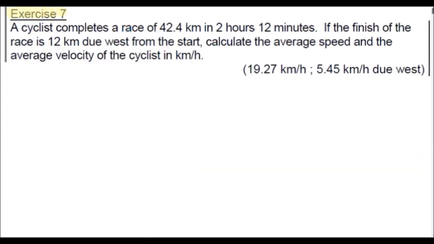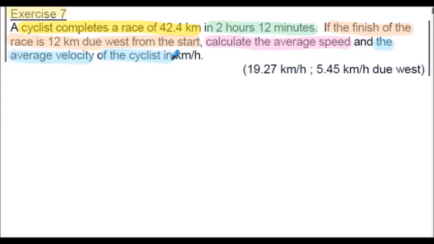Exercise 7. A cyclist completes a race of 42.4 kilometers in 2 hours 12 minutes. If the finish of the race is 12 kilometers due west from the start point, we've got to calculate the average speed and the average velocity of the cyclist in kilometers per hour. Answers shown in the bracket. I encourage you to start the presentation and attempt exercise 7, but the full solution is shown on the following slides.